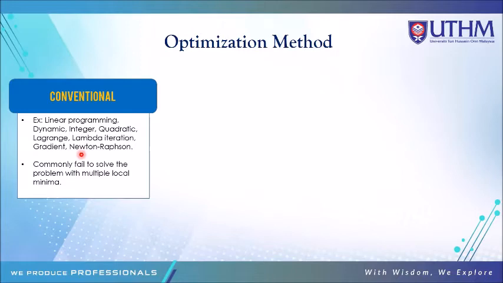This conventional algorithm basically depends on the derivative method, right, in order to optimize the system by using a mathematical approach. We can say the main weakness of the conventional method is that it commonly fails to solve problems with multiple local minima. Because in many engineering applications we have multiple local minima. Sometimes this algorithm will get trapped at a local minimum, because our purpose actually is to determine the global minimum.